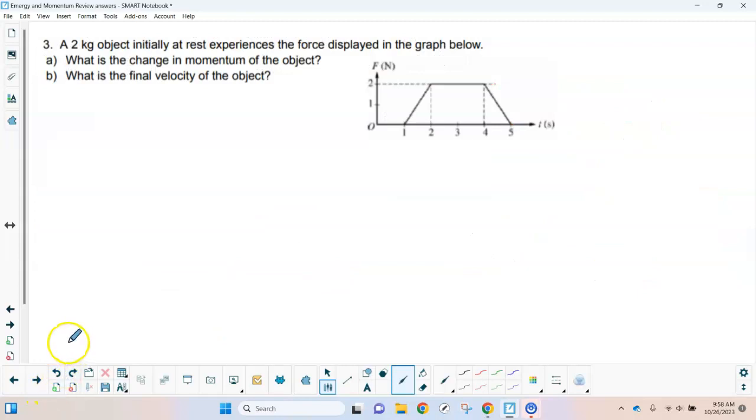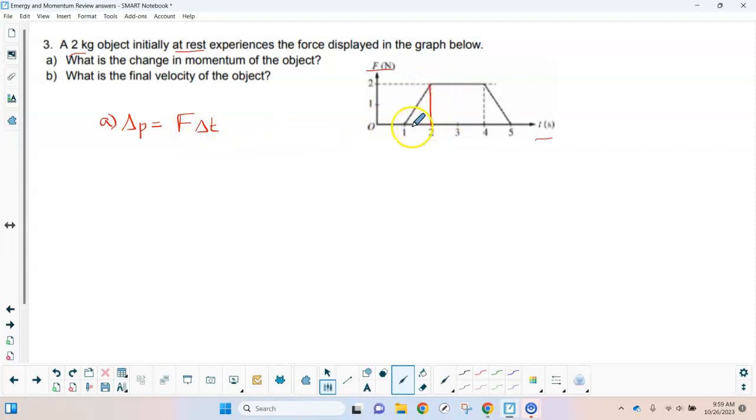For the third problem, this one is talking about a 2 kilogram object initially at rest, experiencing the forces described in this graph. So it's force versus time. It's showing you how much force is acting on an object for the amount of time that it's acting. Based on that, we are supposed to find the change in momentum, which is the impulse again. We did problems like this in class. On a graph of force versus time, for impulse it's force times time. So that's essentially what we're going to do here.